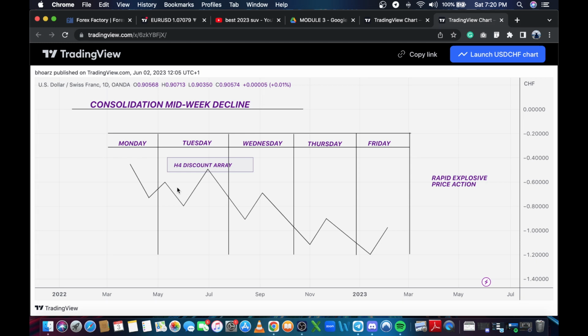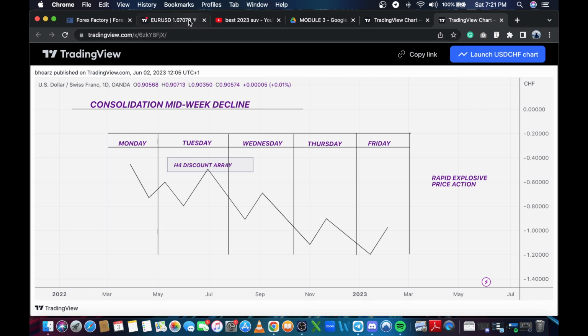Now, if that consolidation comes on Wednesday and Wednesday sees a high form in the consolidation with the decline, then Thursday will continue the expansion, and Friday will continue the expansion partially, sometimes fully. But Friday, again, is not something you want to trade as your classic TGIF type profile.